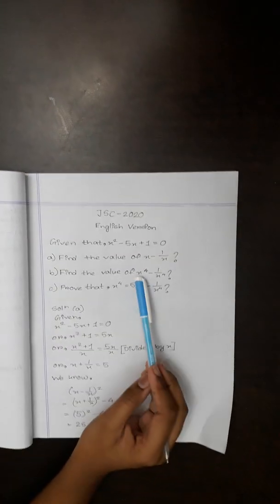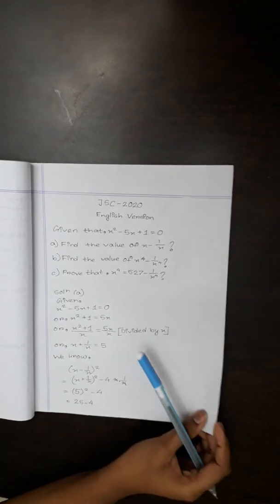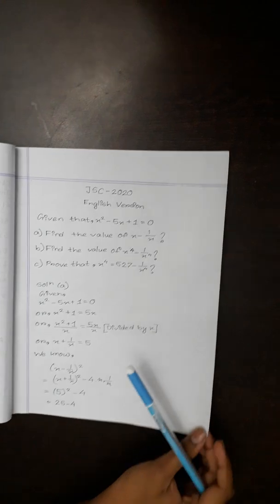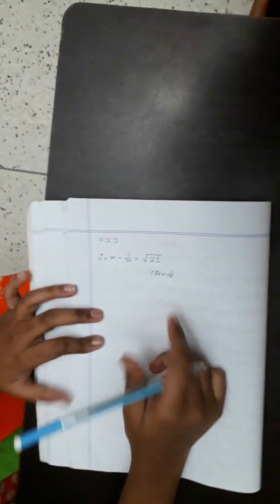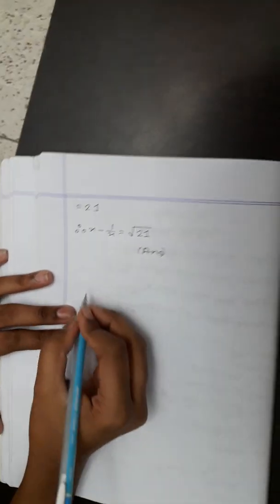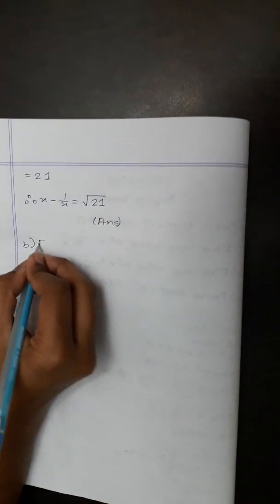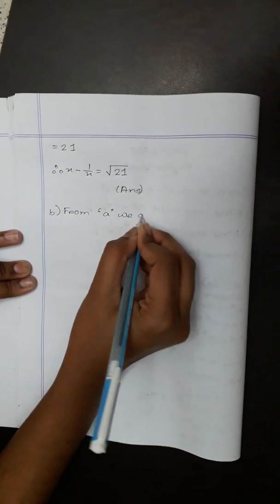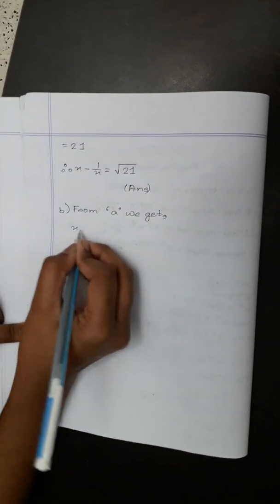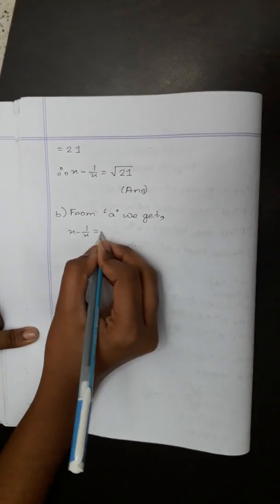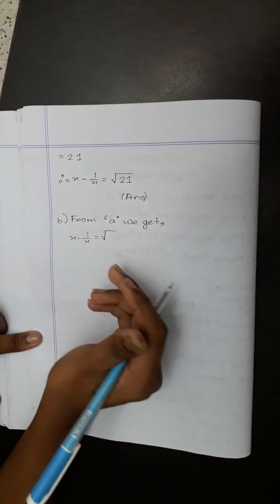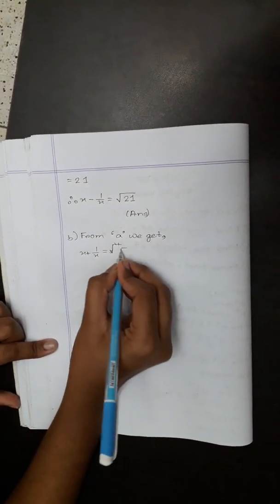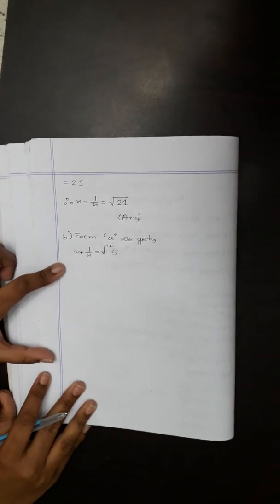Find the value of x to the power 4 minus 1/x to the power 4. Okay, so we have already found the value of x minus 1/x, so it will be easy for us to find the value of that. So from A, we get x minus 1/x is equal to root over, oh I'm sorry, we have to write x plus 1/x first. Now it is equal to 5.